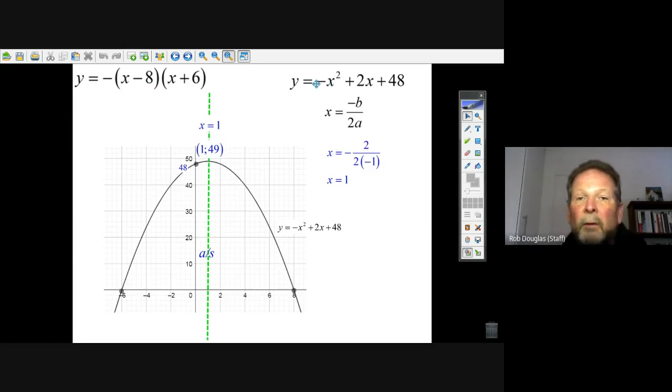You could multiply it out and put it in the form of negative x squared plus 2x plus 48 and go negative b, negative 2 over 2 times negative 1, and you'd get x equals 1. You'd get the same axis of symmetry. It's another way to get the axis of symmetry. So that's how you sketch parabolas in intercept form.